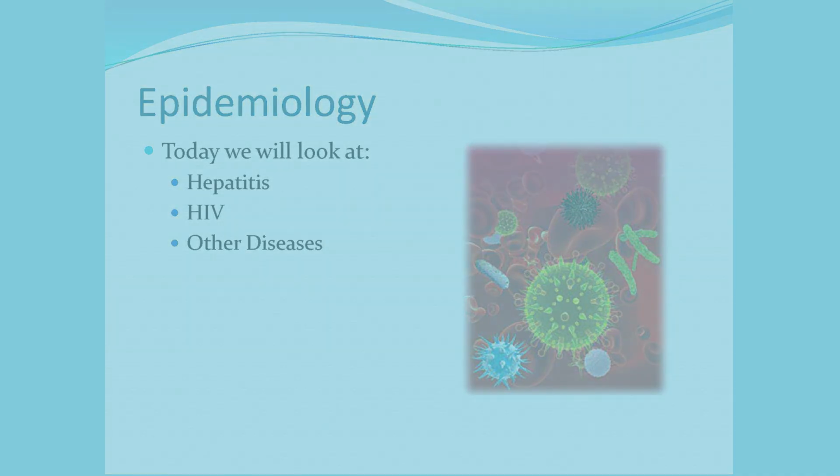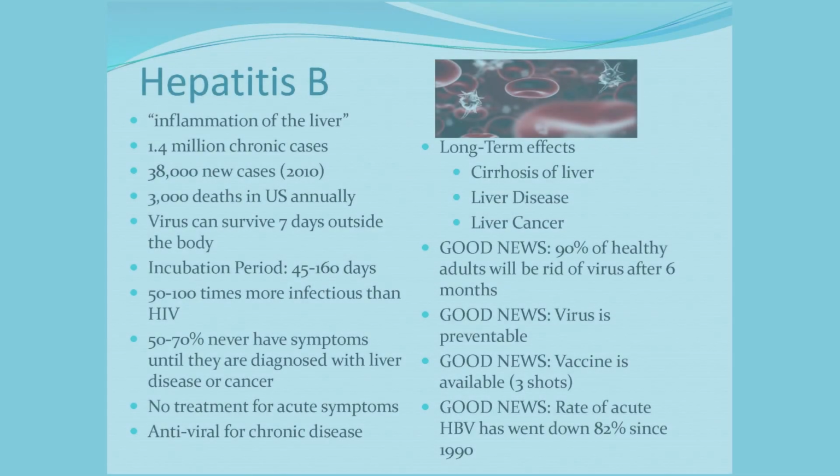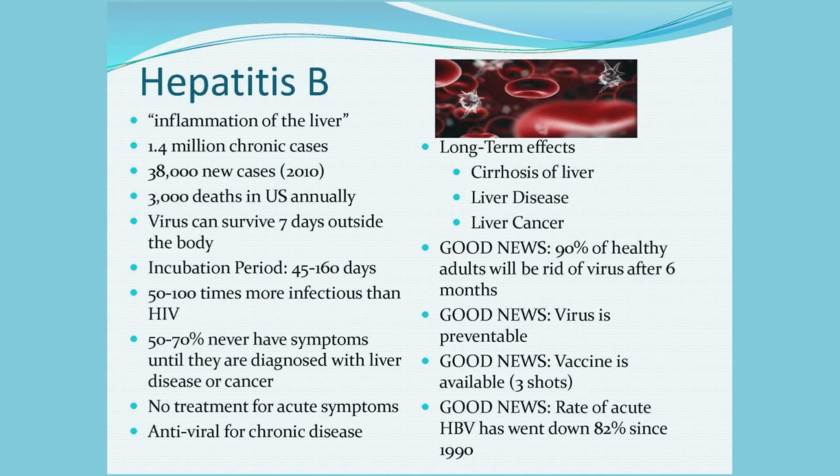We will now take a closer look at hepatitis viruses, HIV, and several other diseases relevant to occupational exposure. Hepatitis B causes inflammation of the liver and is highly infectious, 50 to 100 times more contagious than HIV.